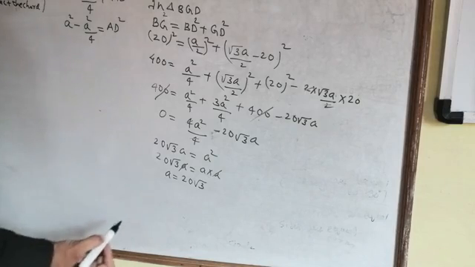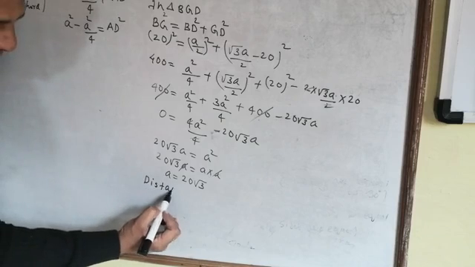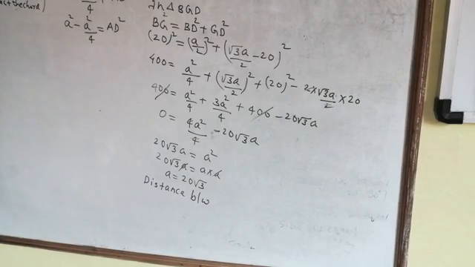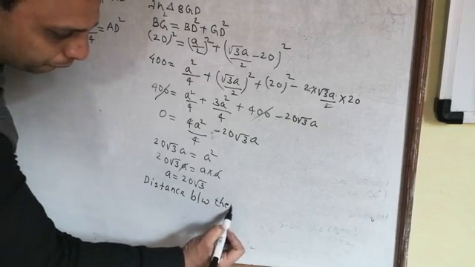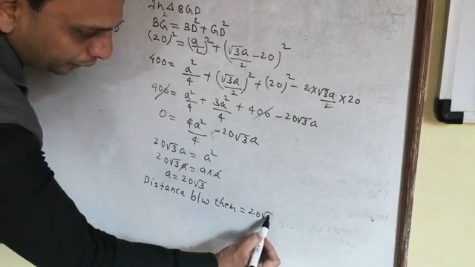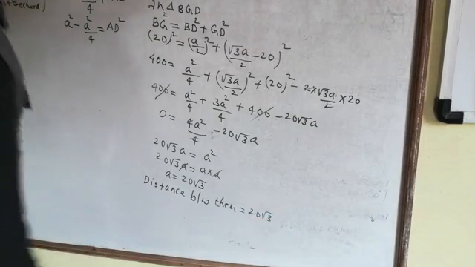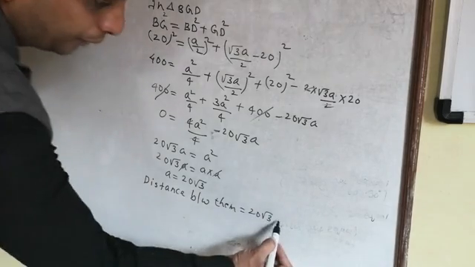So we can write here the distance between them will be 20 root 3. 20 root 3 is the distance between them, and it is in meters. So you can write here this is in meters.